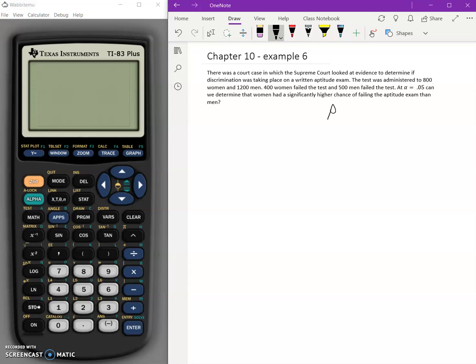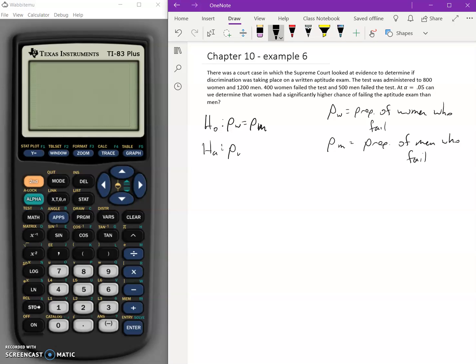So we'll say P sub W will be the proportion of women who fail, and P sub M is going to be the proportion of men who fail. So my null hypothesis says that there is no difference between these two. So the proportion of women is the same as the proportion of men. But the alternative hypothesis says, wait a minute, maybe the percentage of failures of women is larger than the percentage of failures of men.